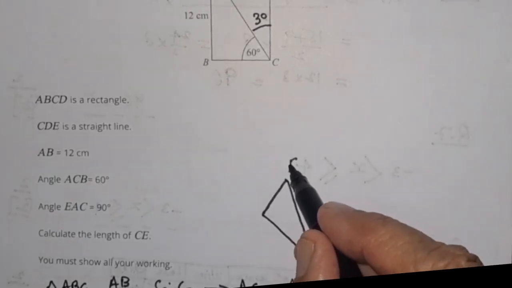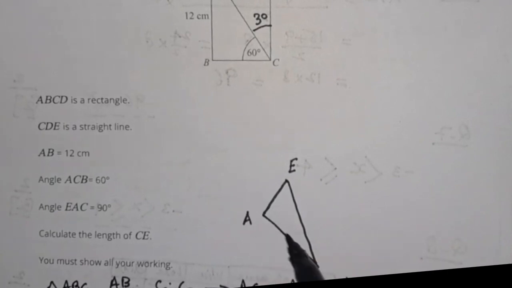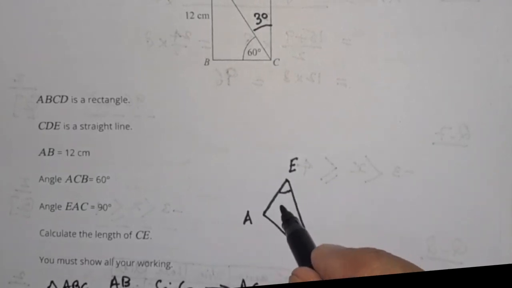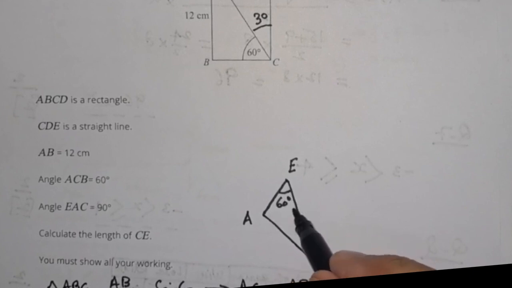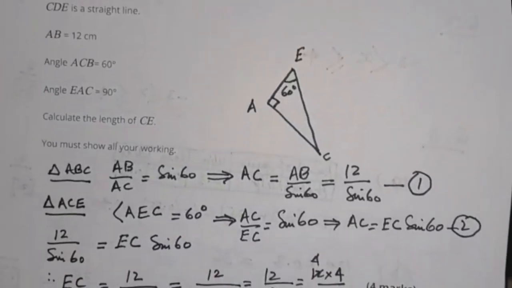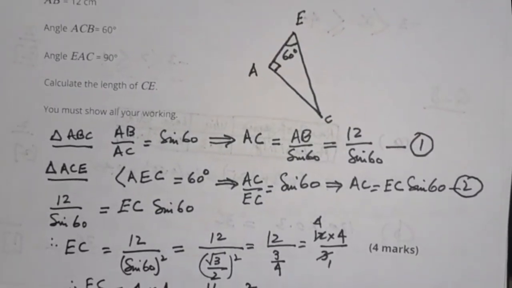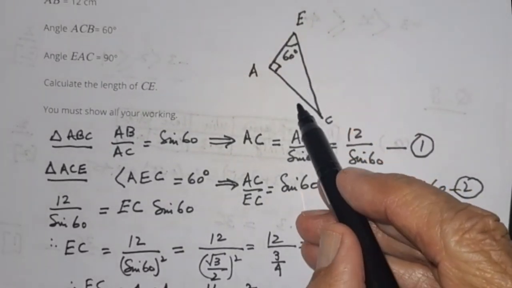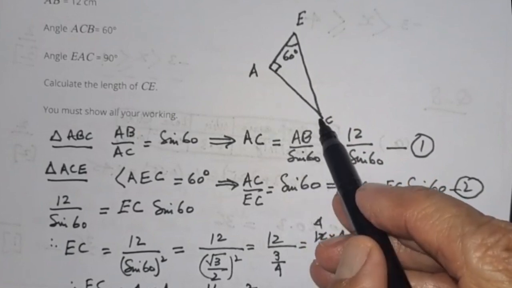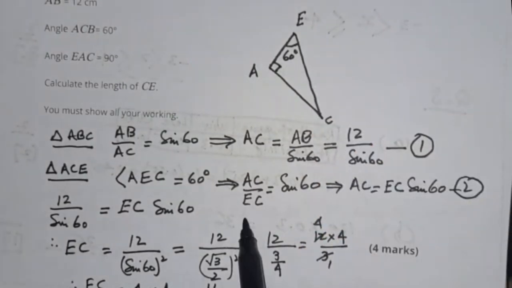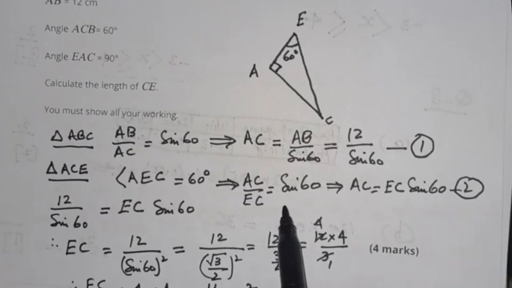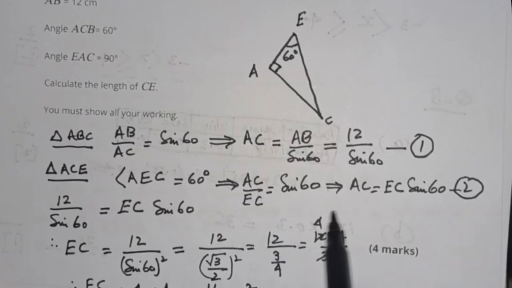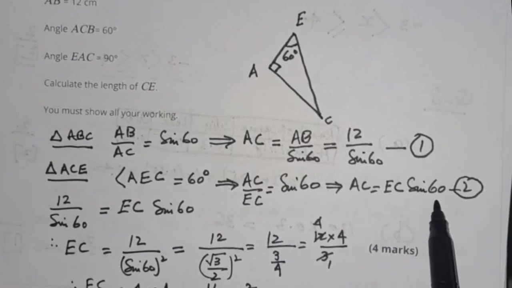This is E and A and C, and this is 60 degrees. This is 90 degrees. So opposite to 60 is perpendicular AC, divided by the hypotenuse EC, is equal to sine of 60, which means AC is equal to EC sine 60.